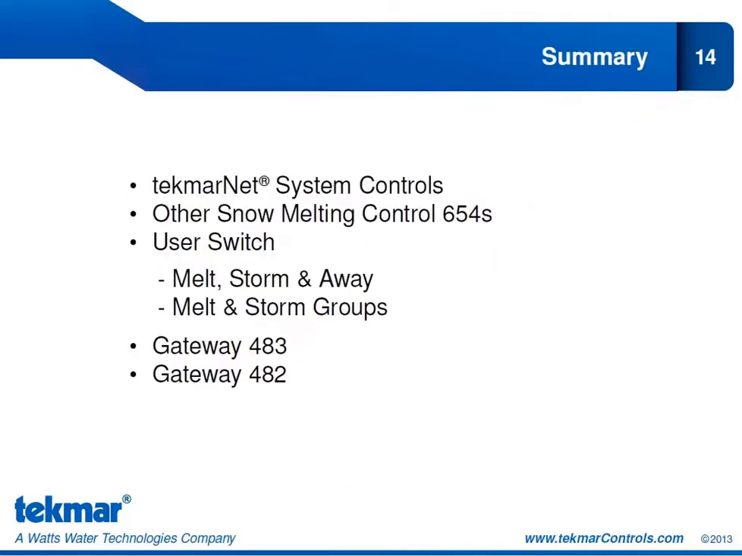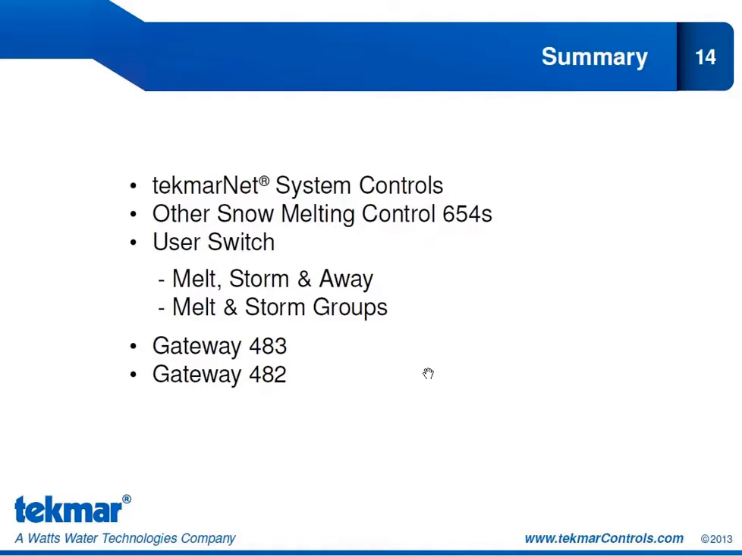In summary, we looked at how the tekmarNet communications aspect of the 654 allows us to have system integration. We can connect to tekmarNet system controls. We can also connect to snow melting controls for multi-zone snowmelt systems. We can use the user switch for added convenience and put our system into the melt, storm, and away statuses with the touch of one button. And I can also organize my multi-zone snowmelt system into melt and storm groups. So I could operate high priority areas as necessary and choose not to operate the lower priority areas.